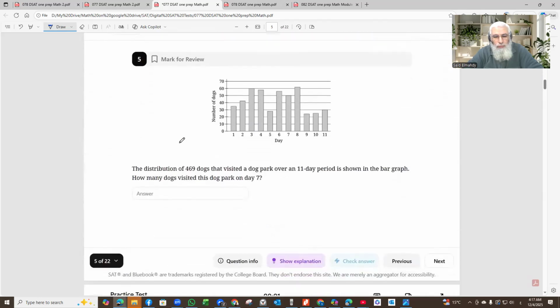The distribution of 469 dogs that visited a dog park over an 11-day period is shown in the bar graph. How many dogs visited the dog park on day 7? Day 7 is here. So this number is 50. Number of dogs is 50. So the answer is 50.